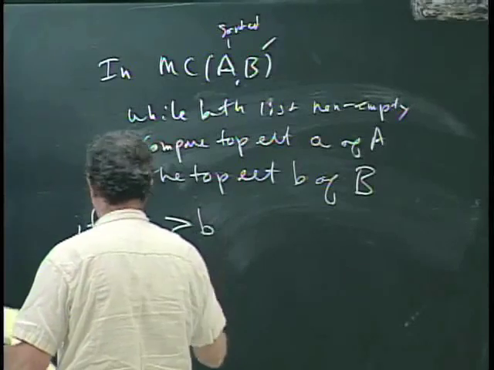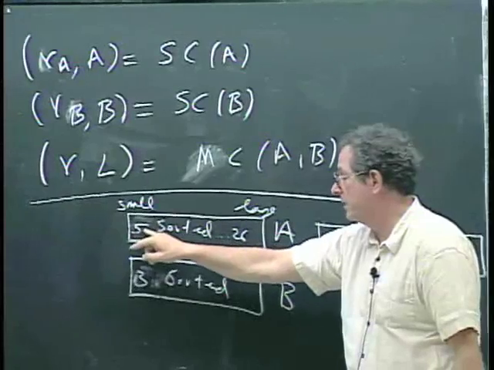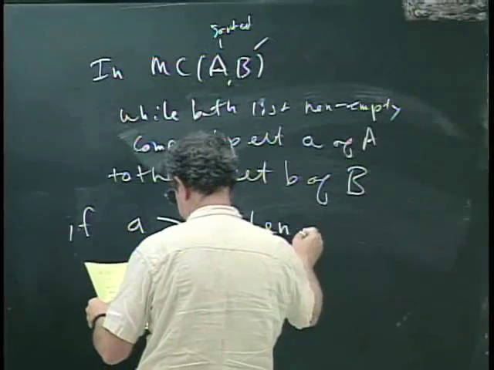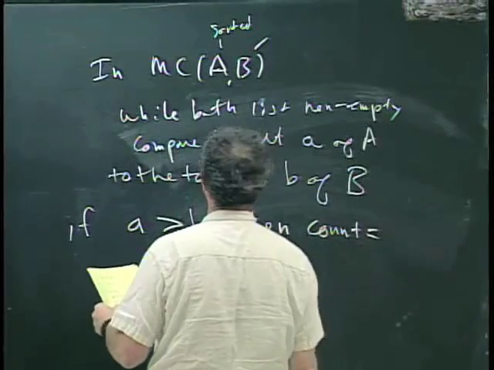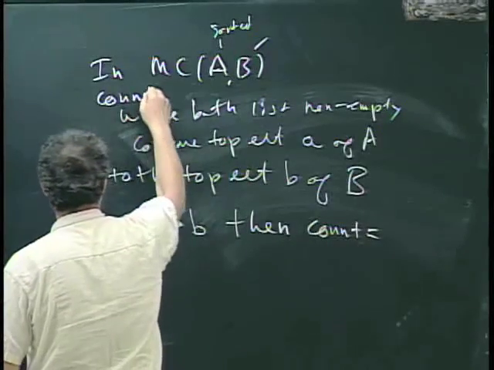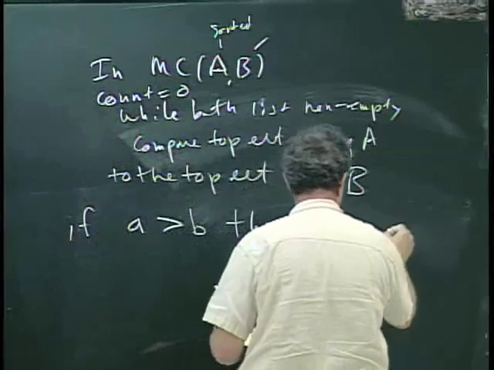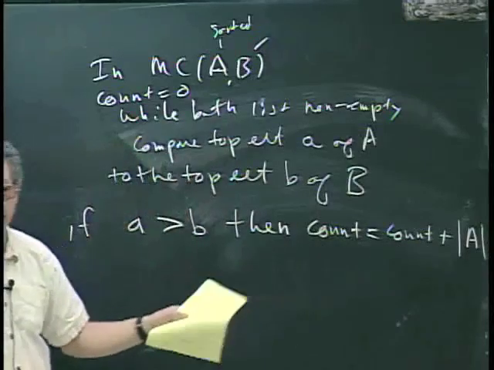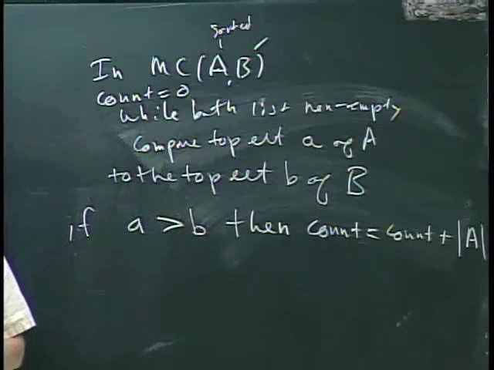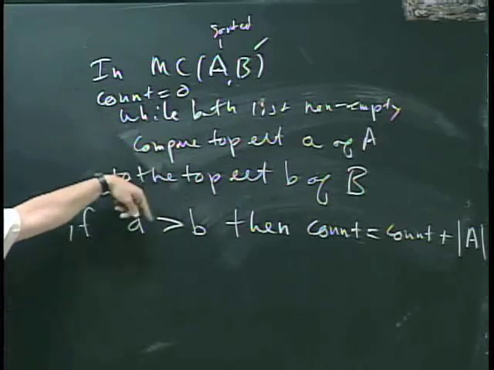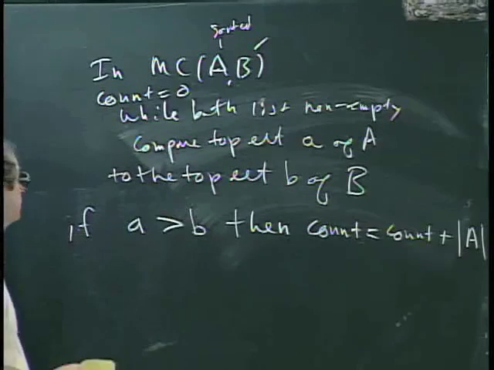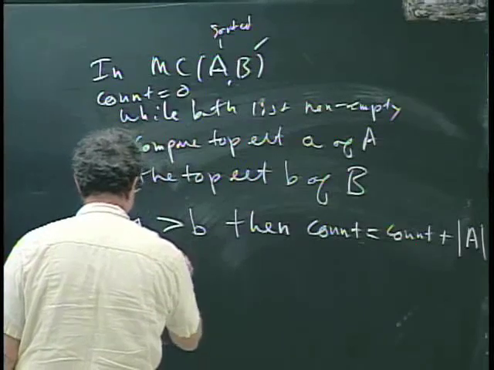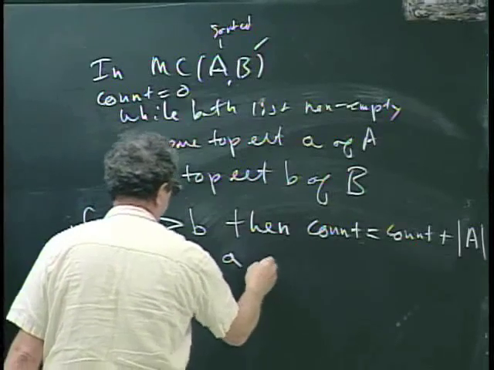if little a is bigger than little b, okay, it's this case. If the element we're looking at in A is bigger than b, then, I should have initialized count. Okay. Count equals count plus the size of A. And by size of A, I don't mean the original size of A, I mean the size of A at that moment. Because as we're doing this comparison, you're outputting elements, you're removing elements. If a is bigger than b, then count equals count plus the size of A, and then we remove a and output it.